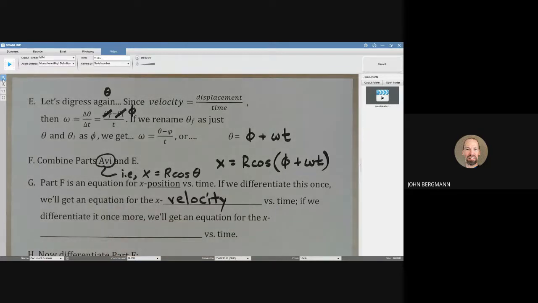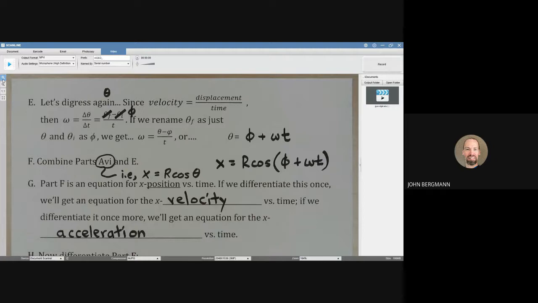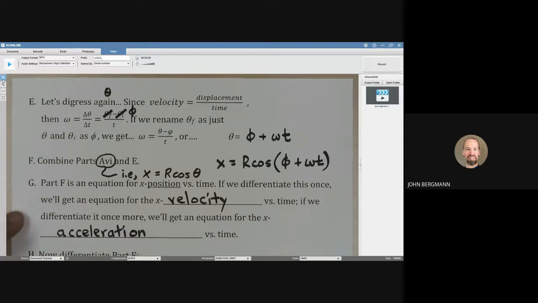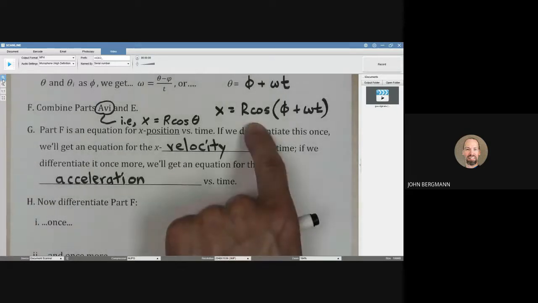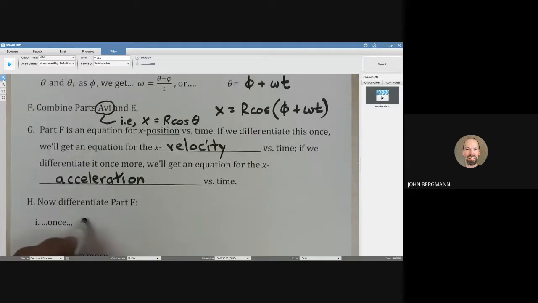And if you remember on the previous page, we were talking about how the x velocity is changing as this thing goes around. Similarly, if we differentiate it a second time, we're going to get an equation for the x acceleration versus time. One more time, as we talked about on the previous page, the x acceleration is changing as this thing goes around. So let's do that. Let's differentiate this equation once, and then let's differentiate it a second time.